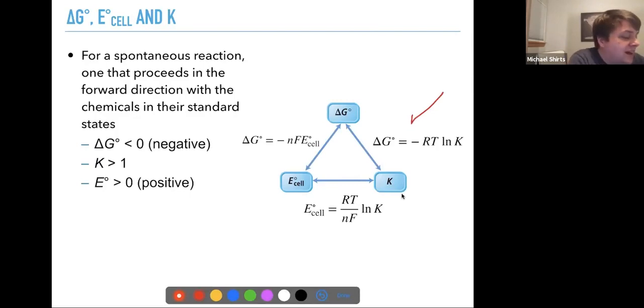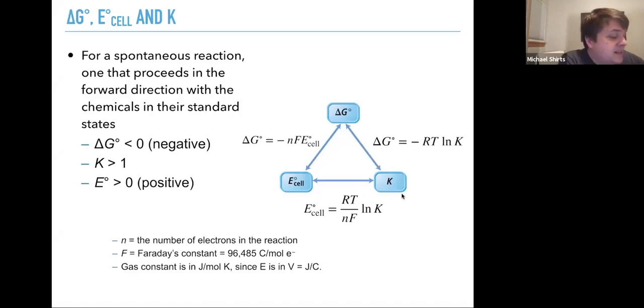So it turns out that the free energy is proportional to the standard potential of the cell, and n is the number of electrons that are moving in the reaction. So if you have a balanced chemical reaction, this is where you do take into account the number of electrons, not in determining the standard potential of the cell. Faraday's constant just says how many coulombs there are per mole of electrons. And then the gas constant is usually in joules per mole Kelvin, and all the units work out since volts is joules per coulomb.